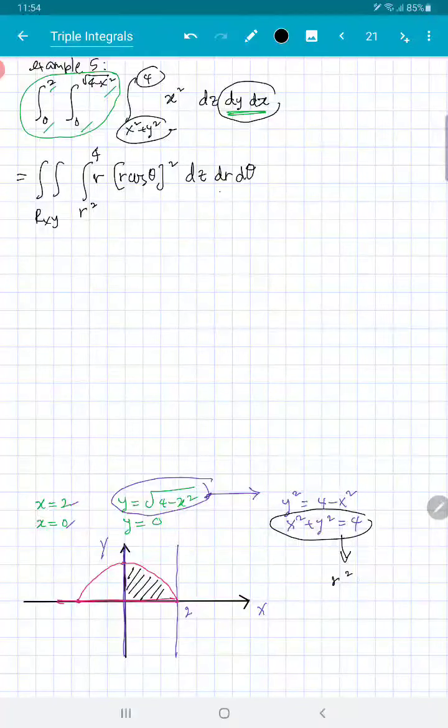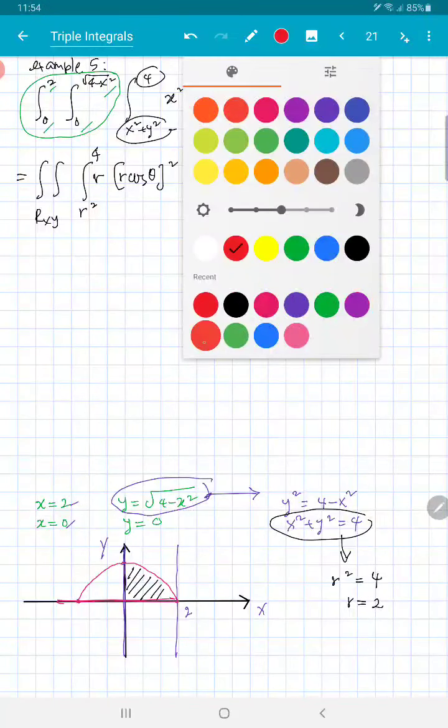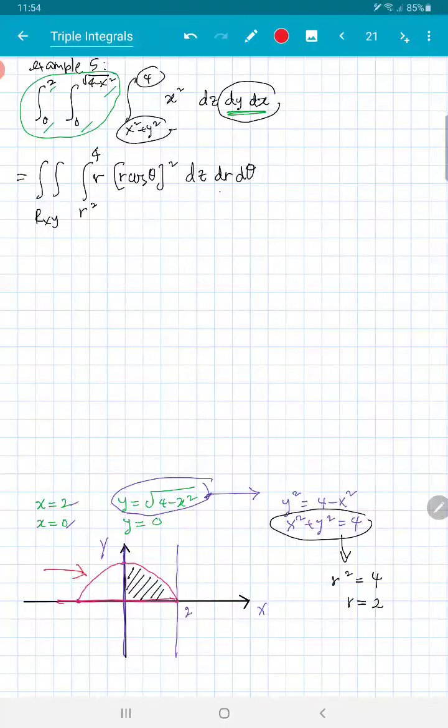Okay, and the equation of the circle here, we can rewrite this using r and theta. So x squared plus y squared is r squared, and on the right we have 4. So rewriting that, we get r is equal to 2. So another name for the circle is r equals 2. Now we can get the limits for r and theta just by referring to the region R, which is, as you can see, a quarter of a circle.